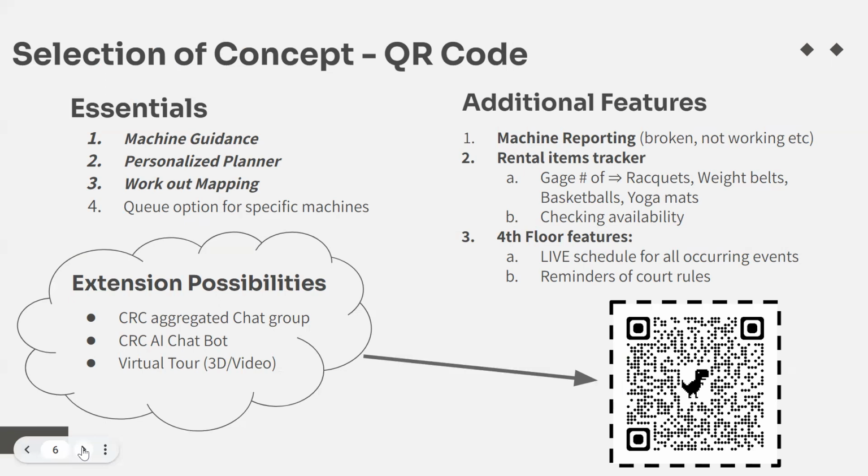Rental items tracker, so that you can figure out if there are any available weight belts or rackets when you go to the gym. And especially for the fourth floor feature, that would be stuff like the live schedule for if there's any events that are booking out all the courts on the fourth floor, or additionally court rules, such as assigning designated court space for badminton and basketball players. Therefore, every player at the gym using the fourth floor space can get their chance to play their sport.